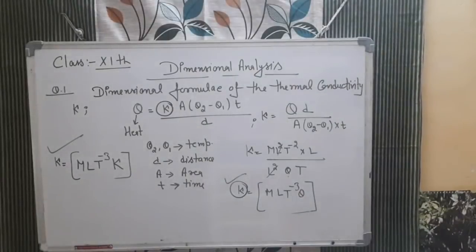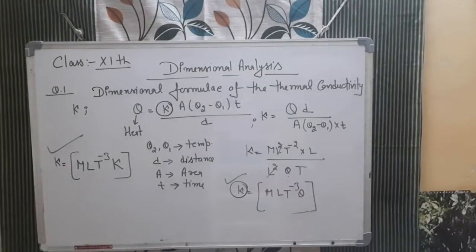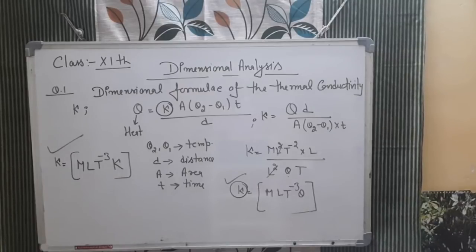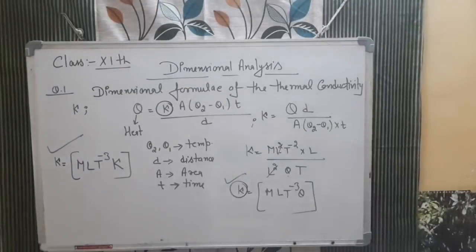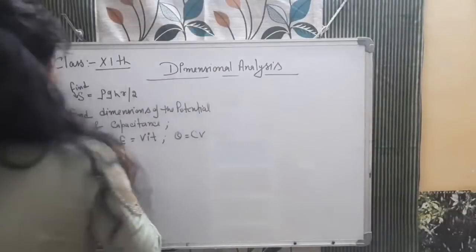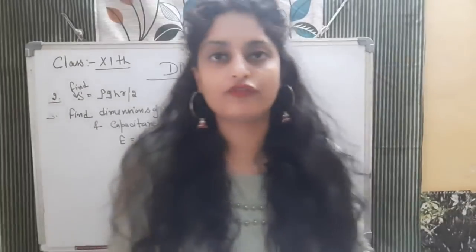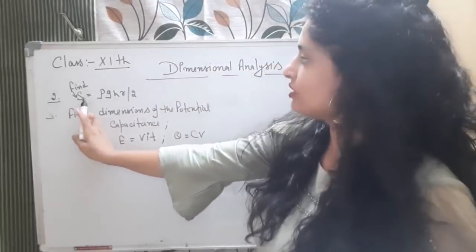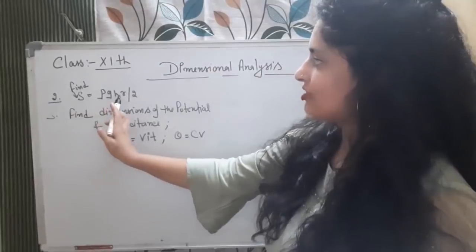Now the second question: the formula is given for the surface tension. This formula of the surface tension is rho g r h by 2. I need to erase, just wait. This is the second and the third question. The second question is to find the dimensional formula for the surface tension. This S represents the surface tension. The formula is rho g h r by 2.